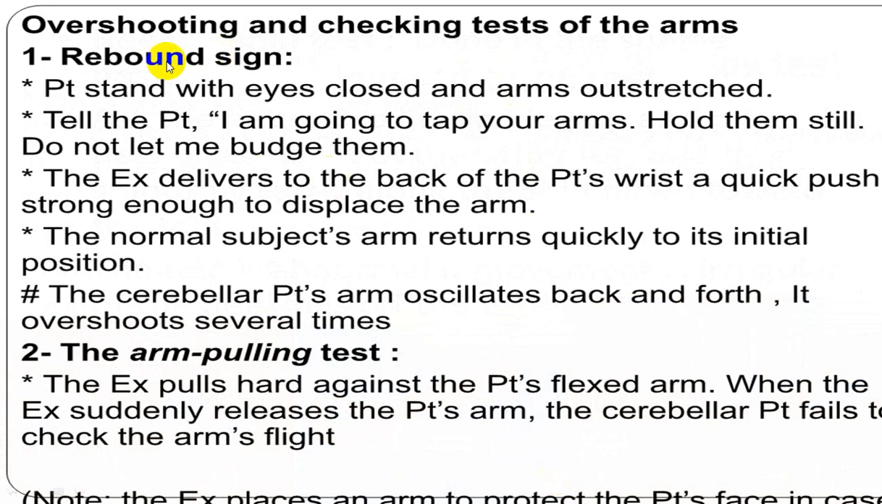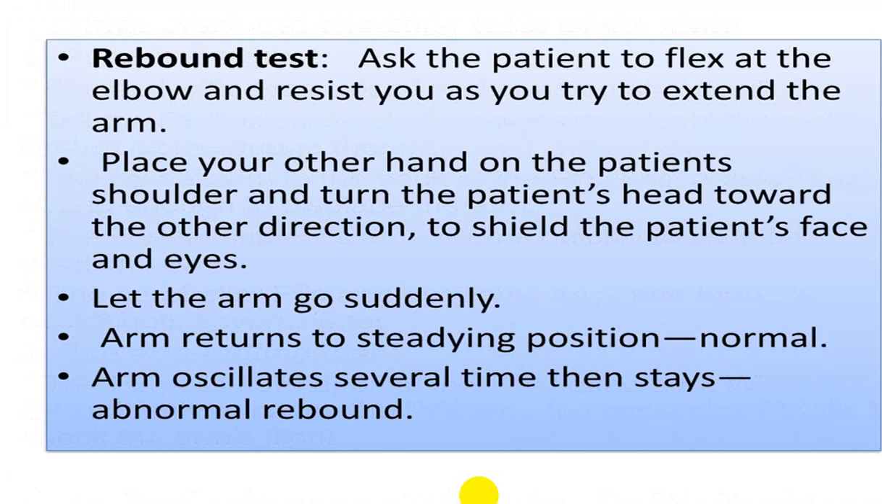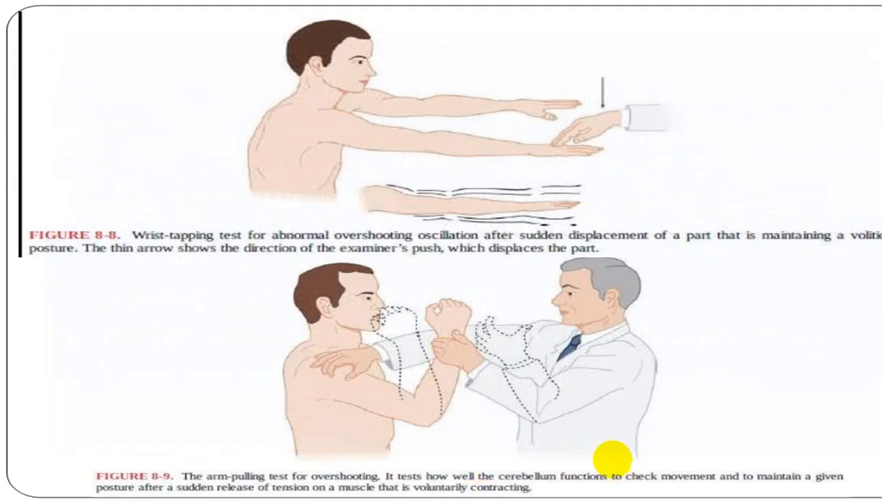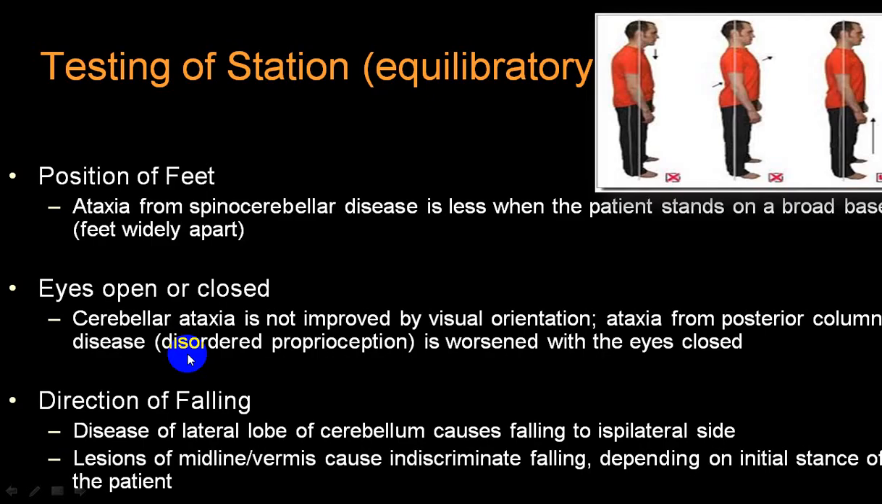You can go for rebound phenomena. So when you apply a resistance and suddenly leave it, you will have overshooting or undershooting, and that is because of dysmetria. Rebound test: when you leave it, it will just overshoot. You can do what is called the tapping test. You push it down. Wrist tapping test. You will have overshooting.